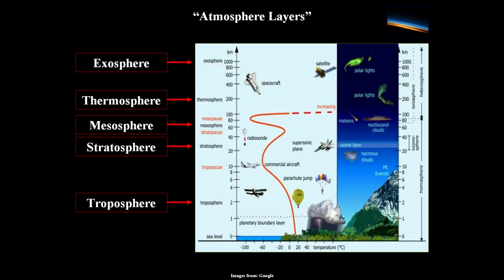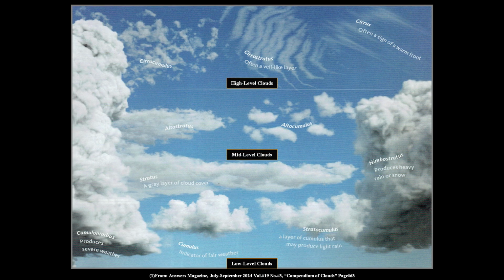Now here's the atmospheric levels. You get the exosphere. I'm going from the top to the bottom. Exosphere, the thermosphere, the mesosphere, the stratosphere, and the troposphere. Now, going into the clouds, you got the high level clouds, the mid level clouds, and low level clouds.